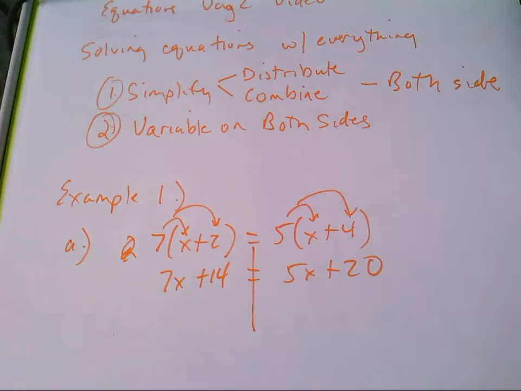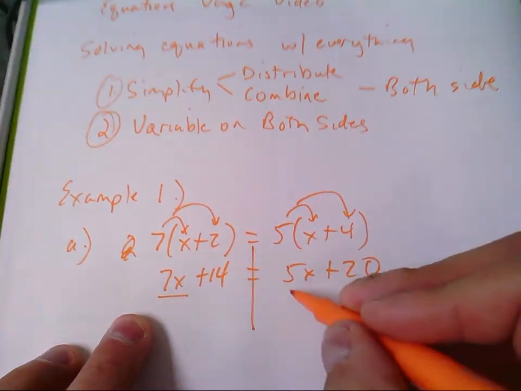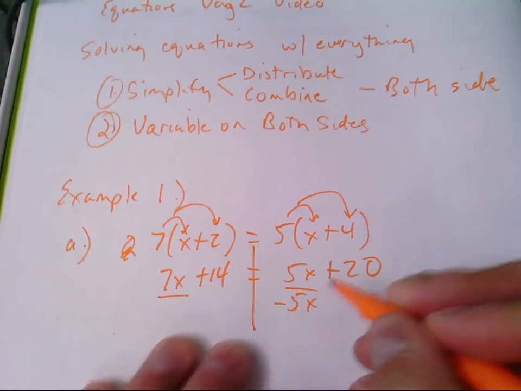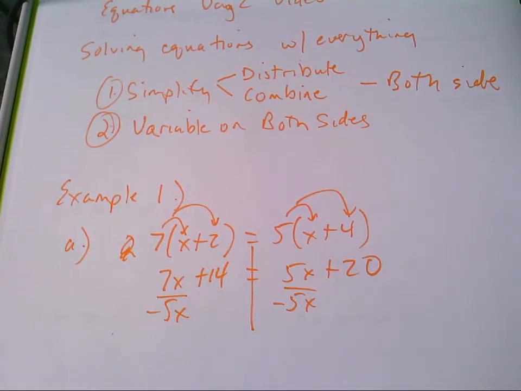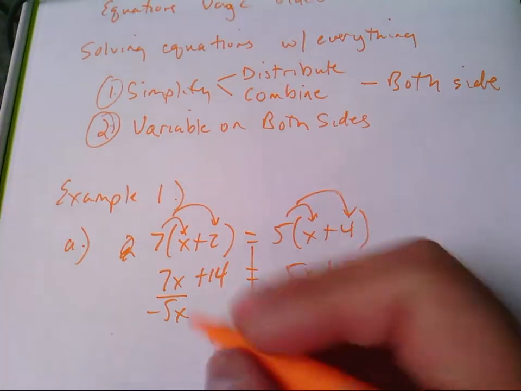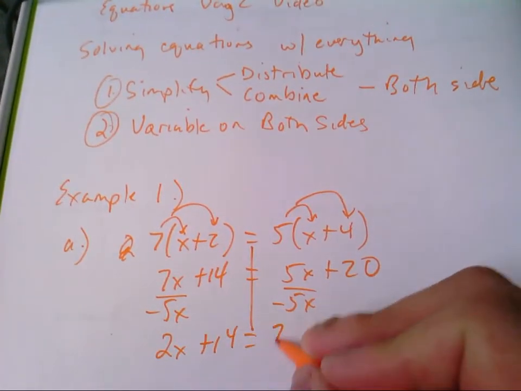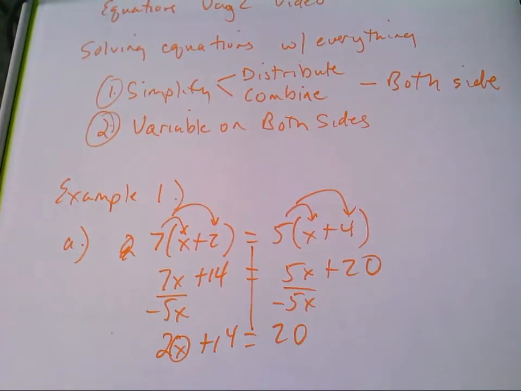All right, so now I'm going to get the variable on the same side. So I have an x on this side and an x on this side. So I'm going to move the smaller one. So I'm going to subtract the 5x. And you should do this first. It's not saying you have to do it first, but if you get the variable taken care of first, then, you know. All right, 2x plus 14 equals 20. Because keep in mind, what you're trying to do is get x alone. And how can you get x alone if you've got x's on both sides?